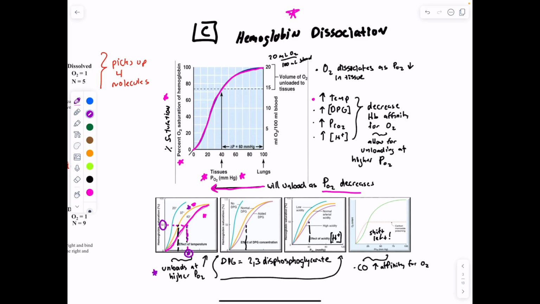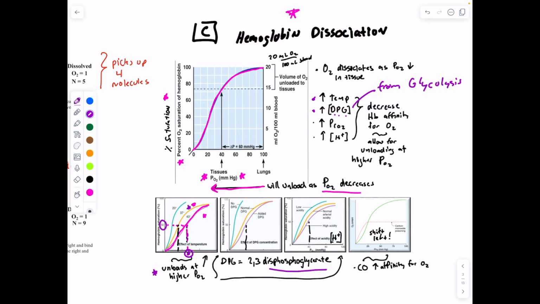So basically what it's saying is, if you are increasing your temperature, or you have an increase in the concentration of DPG, which is 2,3-disphosphoglycerate, a byproduct of glycolysis, then you're going to have a rightward shift of your curve, and you will unload oxygen into the tissues at higher partial pressures surrounding the hemoglobin. Right, so you don't need as big a partial pressure difference of oxygen to unload the oxygen into the surrounding tissue.